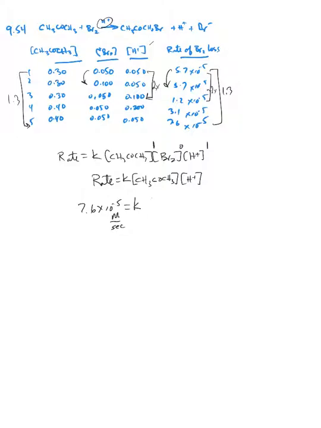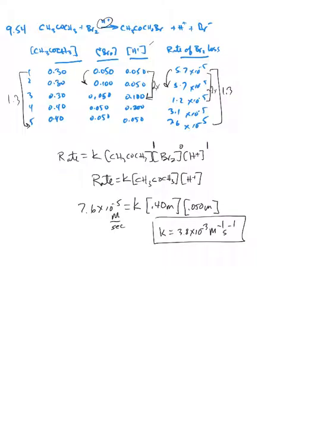The rate constant is what I'm after. The concentration of the acetone is 0.40 molar. The concentration of the H plus is 0.050 molar. And so if I churn the numbers, I'm going to get a rate constant of 3.8 times 10 to the minus third, inverse molar, inverse second. That makes sense. And that's going to be my rate constant under these conditions. Remember that rate constants are true only for particular temperatures.